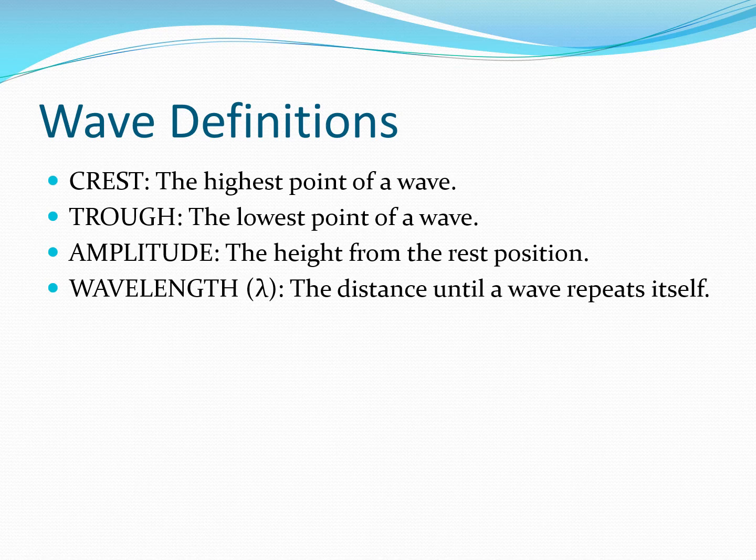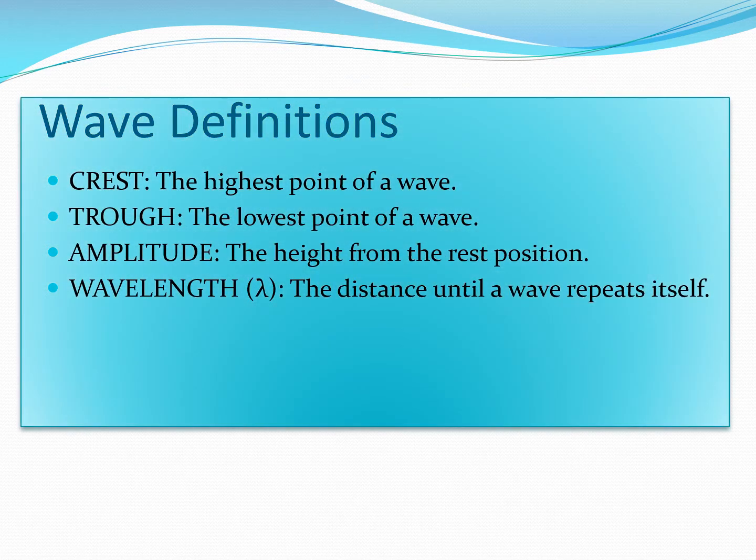Now we've popped in a little symbol here. That's going to come up later in the waves topic. You might have seen it before. This symbol here is lambda, and that's the symbol we use for wavelength. So wavelength is the distance until a wave repeats itself. So it's this distance between 2 points that are basically the same on a wave before a pattern starts again.